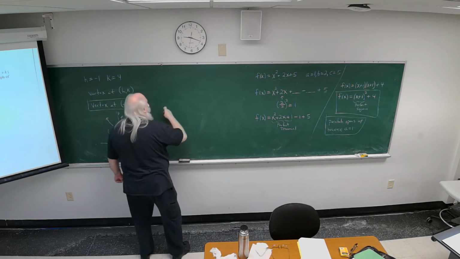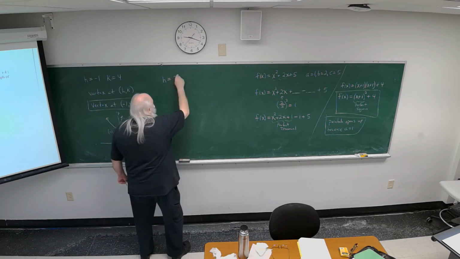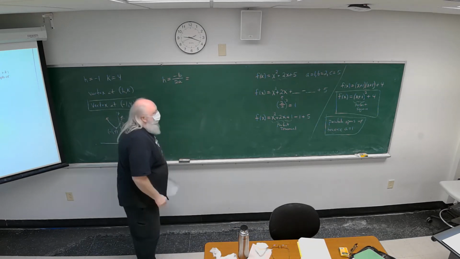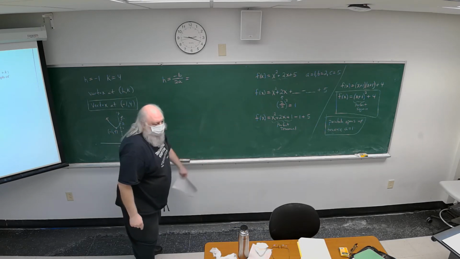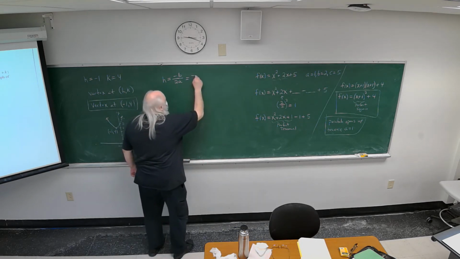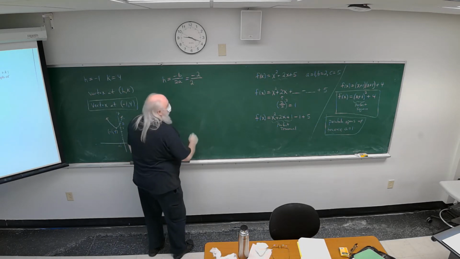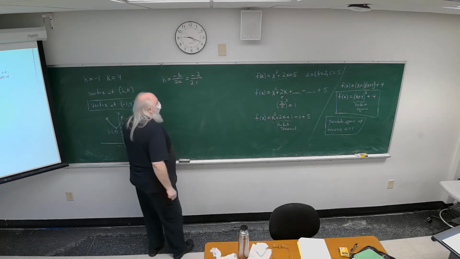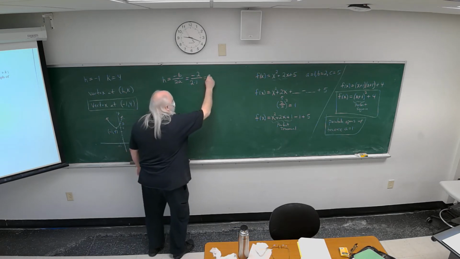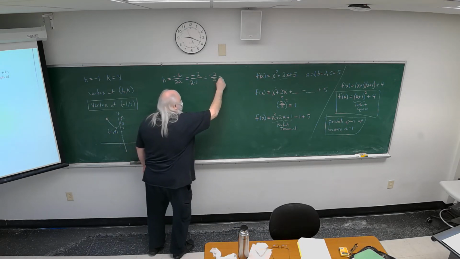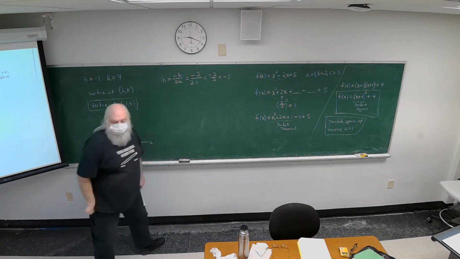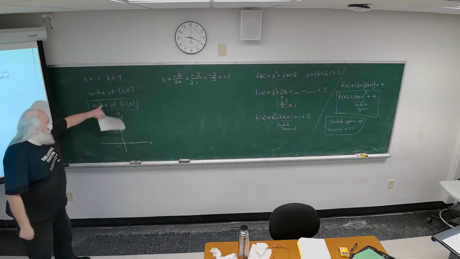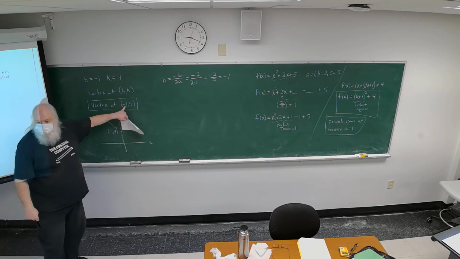we pointed out that the x-coordinate h for the vertex is equal to negative b over 2a. In this case, b is equal to 2, so negative b is negative 2, and a is equal to 1, so we have minus 2 over 2, which is negative 1, which we pointed out over here.